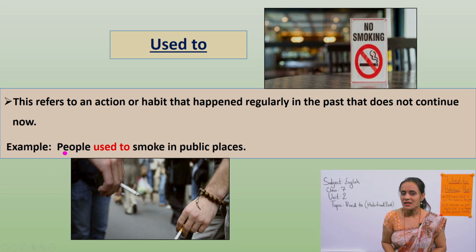So while writing the sentence, we will be writing in this way. People used to smoke in public places. It was their habit to smoke in public places, but not now. It's restricted. It is not allowed now. This is the present situation. This was their past habit, but this is their present situation.